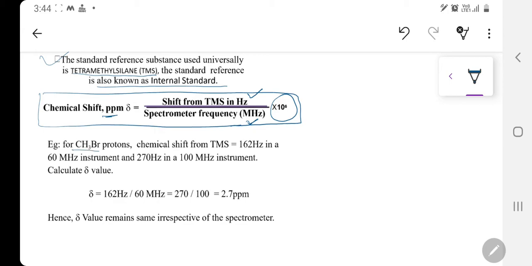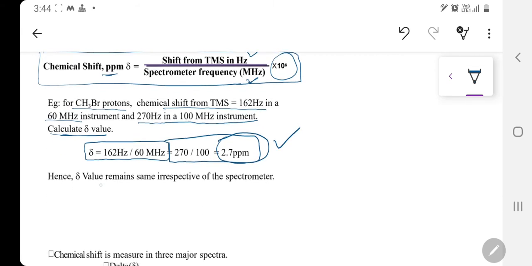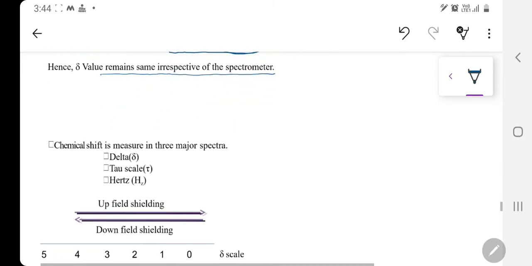For example, CH3Br protons have a chemical shift from TMS of 162 Hz in a 60 MHz instrument and 270 Hz in a 100 MHz instrument. So we calculate the delta value here. The first one is 162 upon 60 and the second one is 270 upon 100. The final value is 2.7 ppm. Hence, the delta value remains the same in any spectrometer. The chemical shift is measured in three major scales: delta, tau, and hertz.